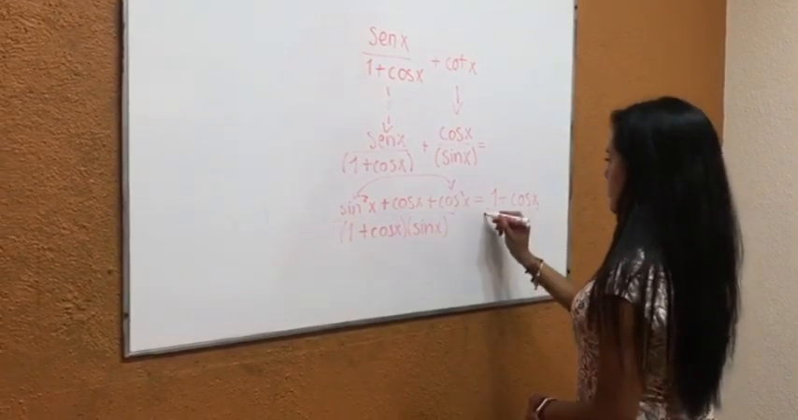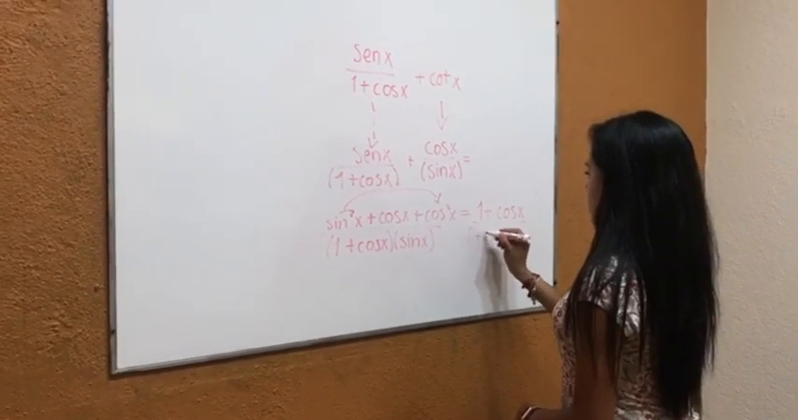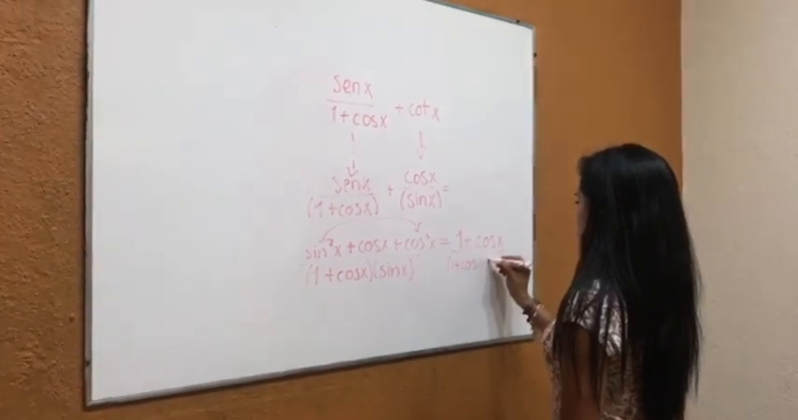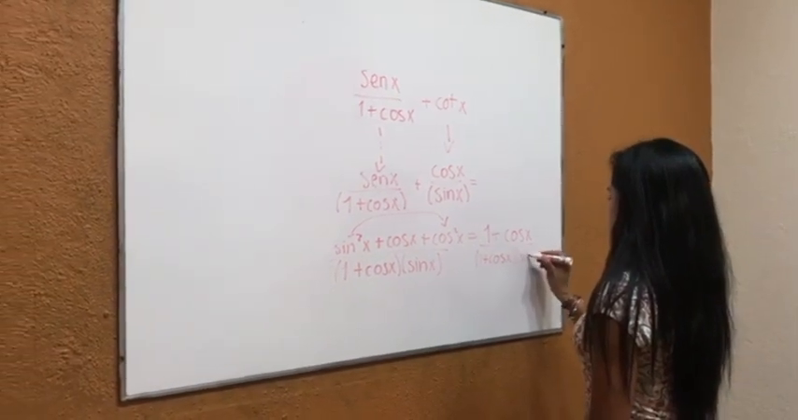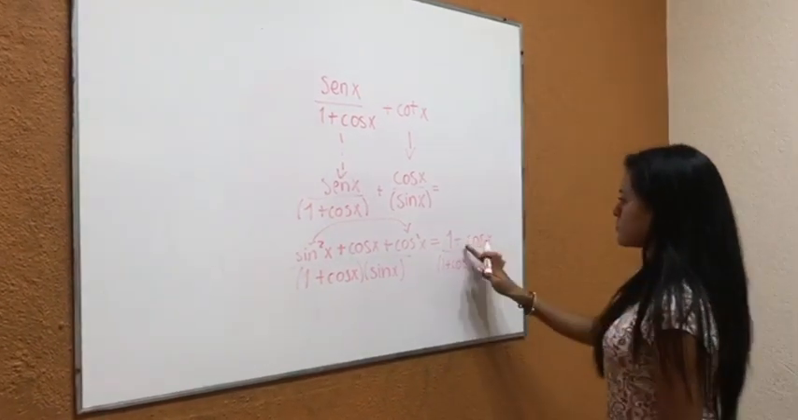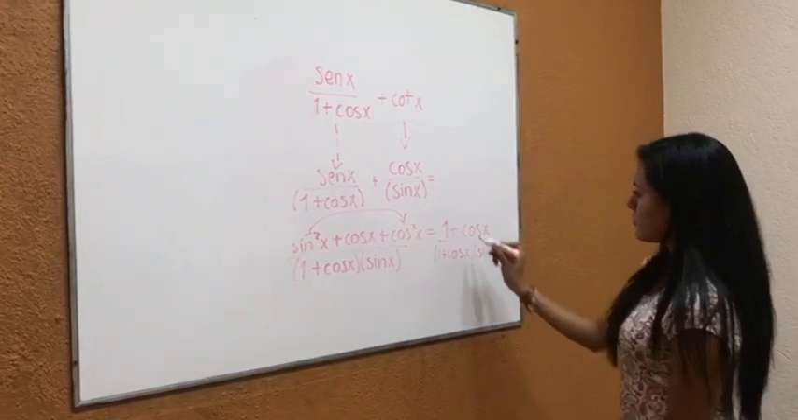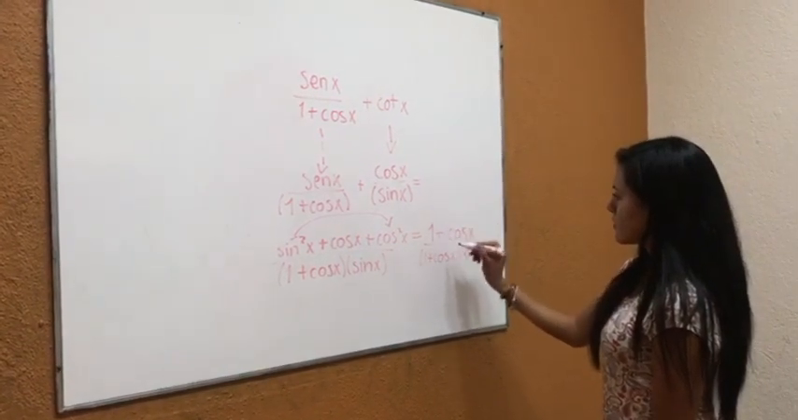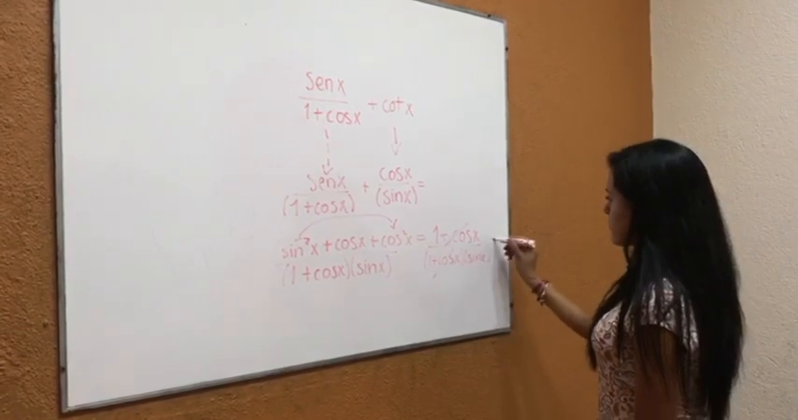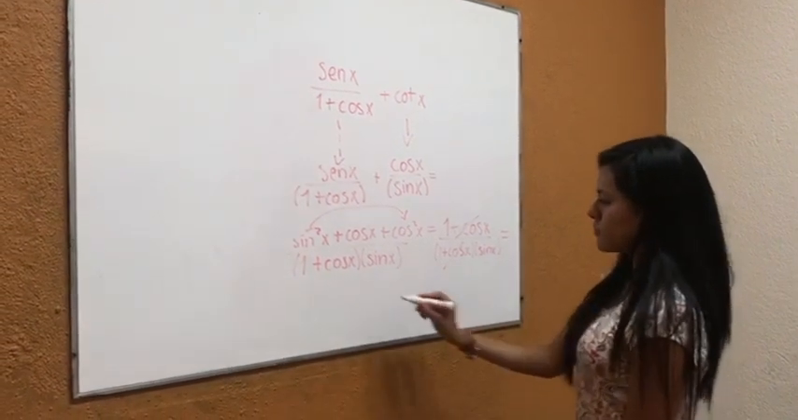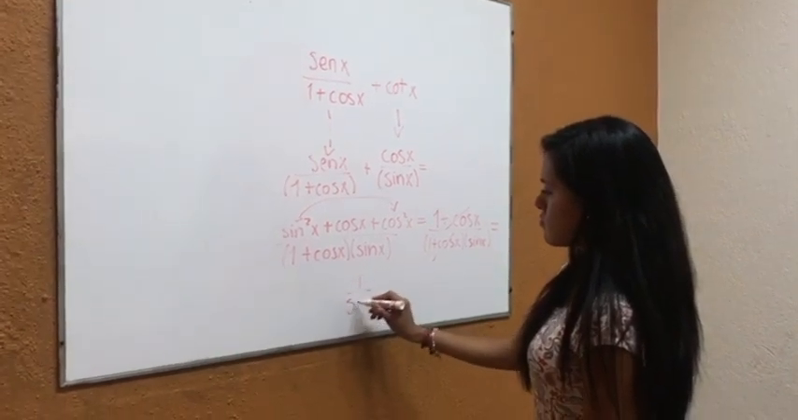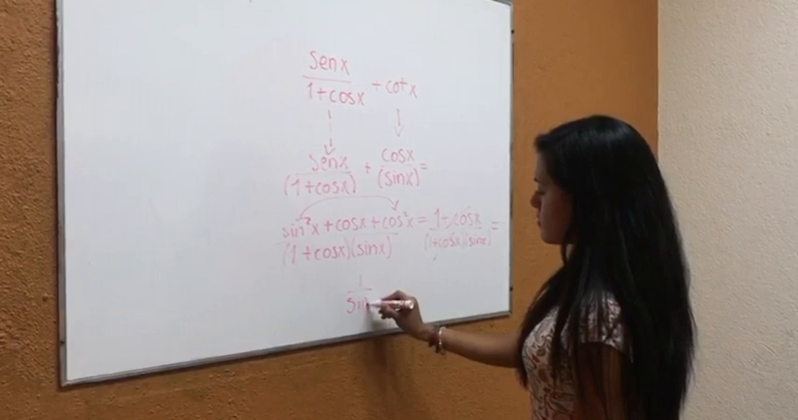over the denominator we already had, which is 1 plus cosine of x multiplied by sine of x, where we can cancel 1 plus cosine of x in both parts. And what we have left is 1 over sine of x, which according to the reciprocal identity equals cosecant of x.